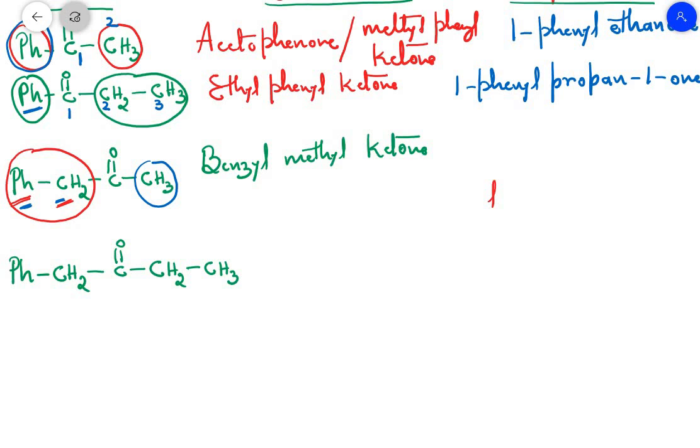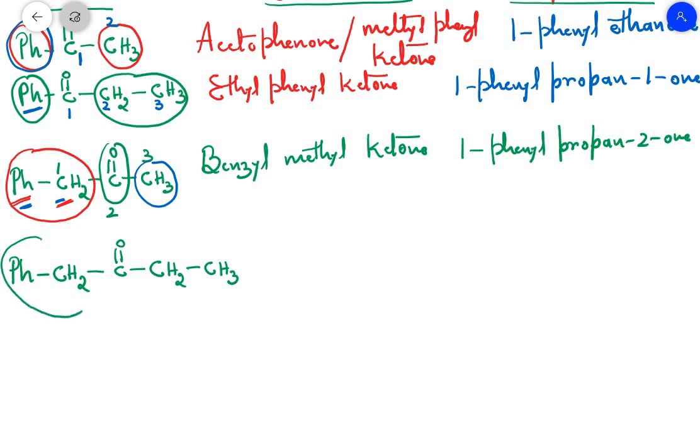And if you see the IUPAC name, numbering has to be done in such a way that this carbonyl functional group should get the lowest possible number. So I write number 1 here, number 2 and here number 3. So therefore the name of this compound becomes 1-phenyl propan-2-one.